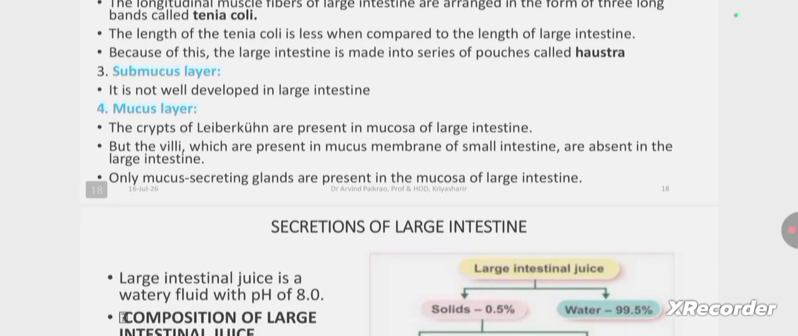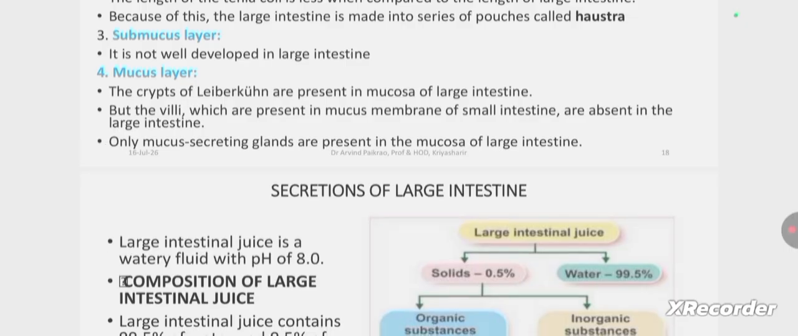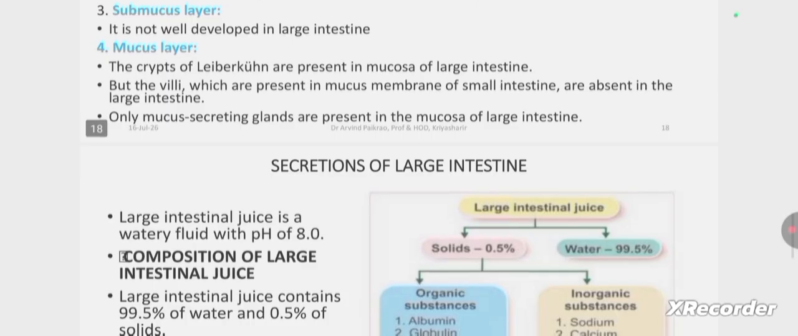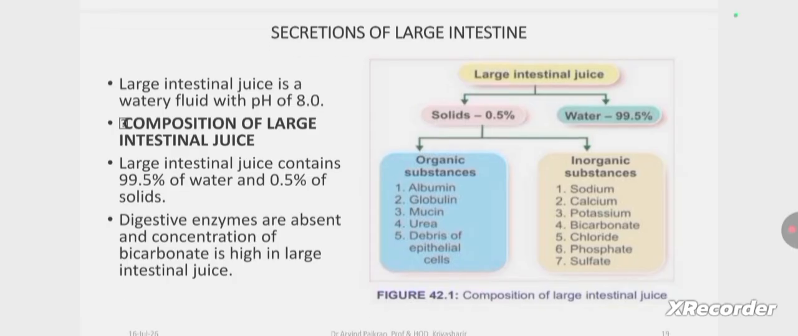Next one is the submucous layer. It is not well developed in the large intestine. After that, the last one, the mucous layer. The mucous layer is similar to the small intestine, but there will be no villi. Villi are absent, and crypts of Lieberkühn are there. Mucus-secreting glands will also be there, and villi are absent. This is the difference from the small intestine.